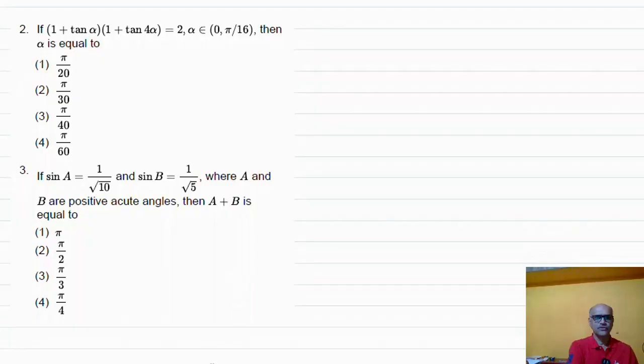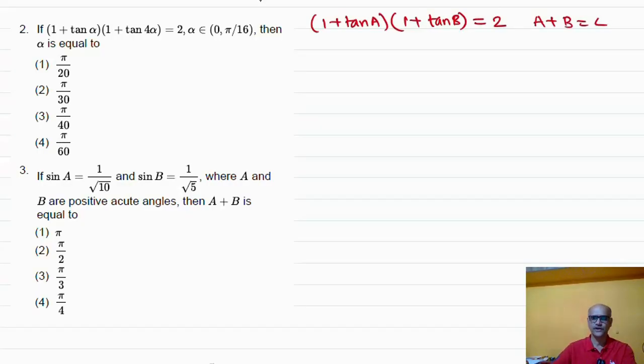If (1 plus tan alpha) into (1 plus tan 4 alpha) is equal to 2, you are required to find the value of alpha. If you remember, in the last video I had given a hint: if (1 plus tan A) into (1 plus tan B) is equal to 2, then A plus B will always be equal to 45. Similarly, you can apply this hint to this problem. Here you can think of alpha as A and 4 alpha as B.